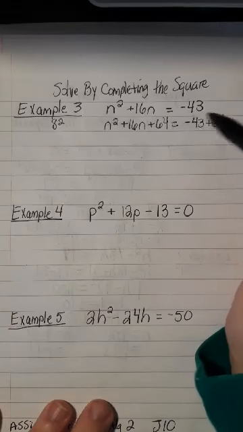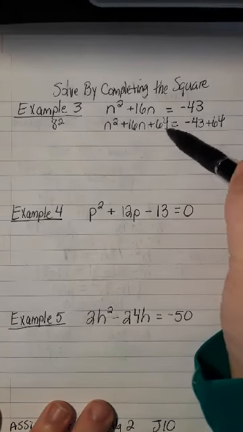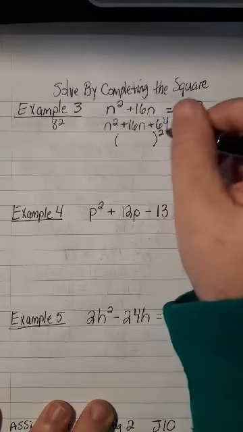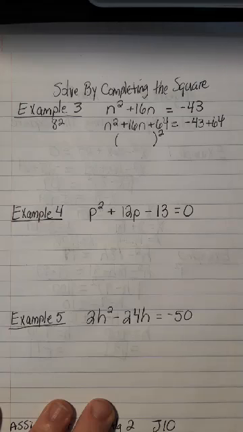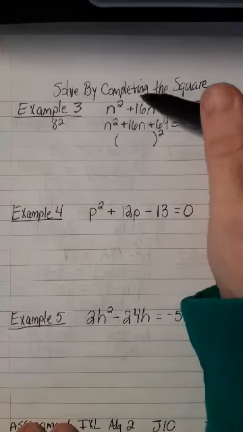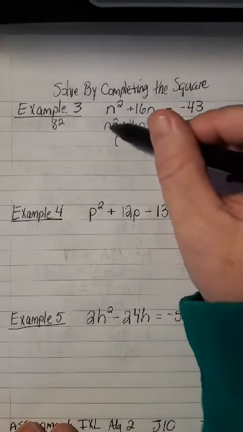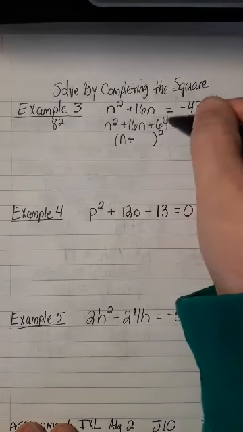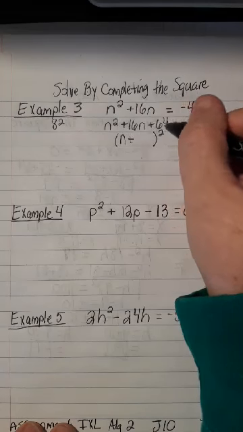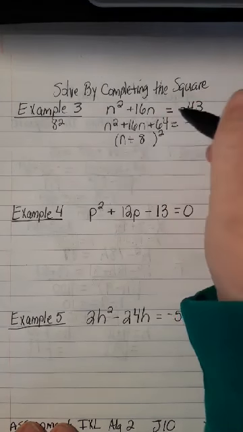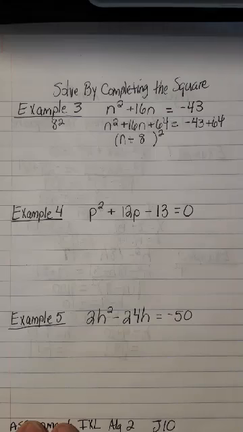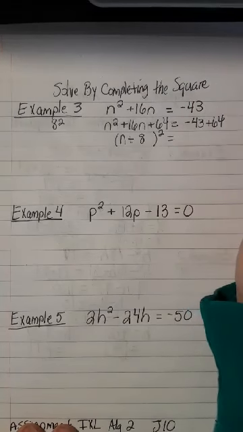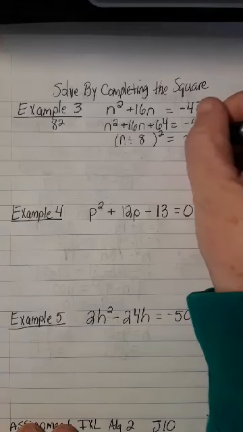Once we've added 64 to both sides, we're ready to take this perfect square trinomial and factor it. Remember, when you factor these, it's always going to be in the parentheses to the second power. So take the square root of n to the second, which is n. Use the middle sign and take the square root of the last term in that trinomial, and that's going to be 8. So you have n plus 8 to the second power. And on the right side, negative 43 plus 64 is going to be positive 21.